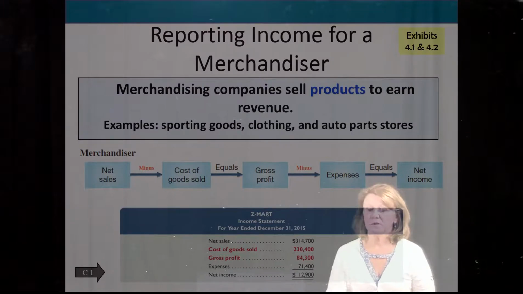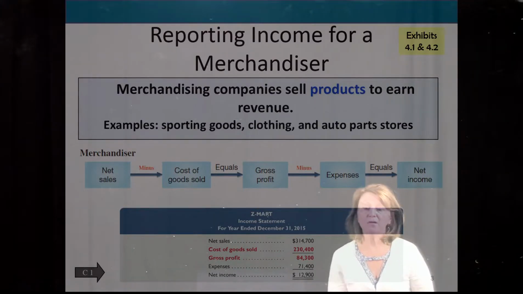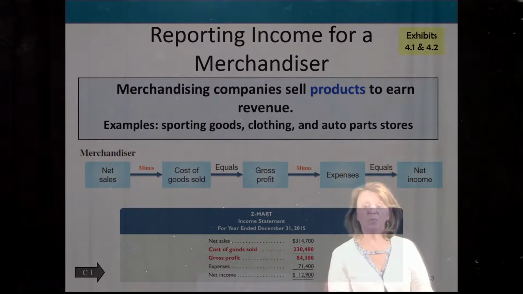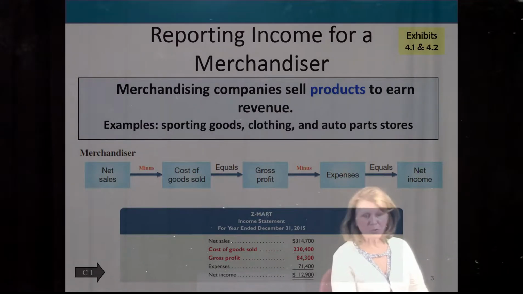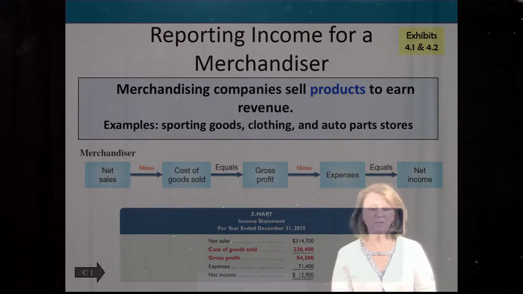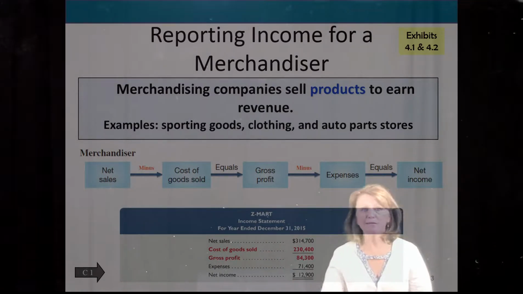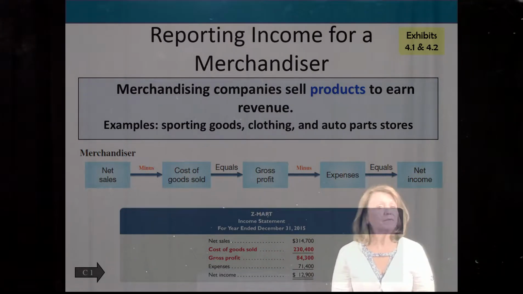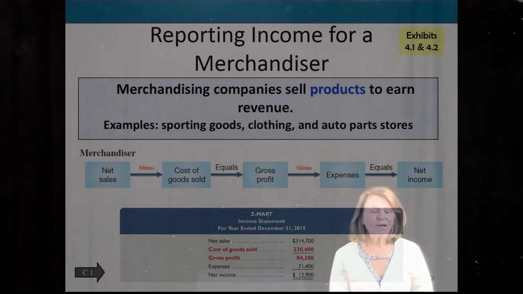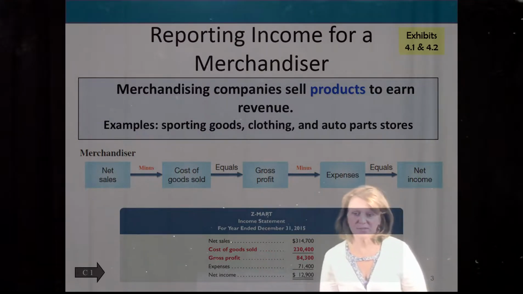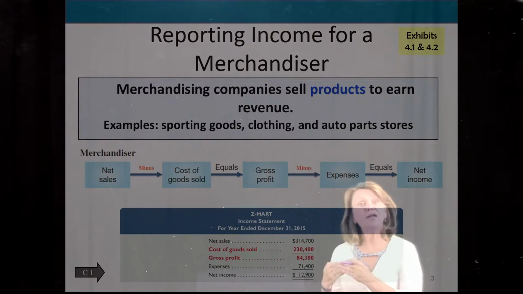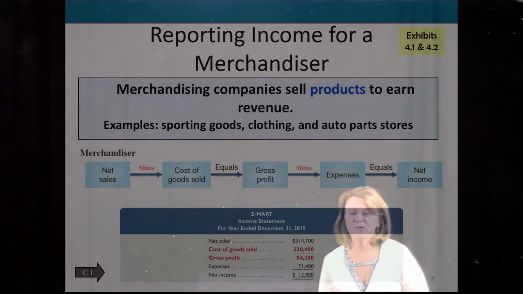All right, so we've already talked about reporting the income for a merchandiser. They sell products to earn revenue: sporting goods, clothing, auto parts, groceries, shoes, bicycles, office supplies, just about anything, tables, chairs, audiovisual equipment. They're all merchandisers. Any store, either a brick and mortar store or an online store that you go to, is a merchandiser. Okay, so let's talk about their financial equations.